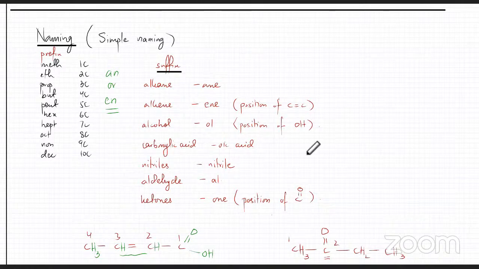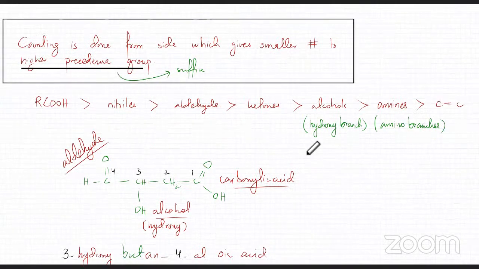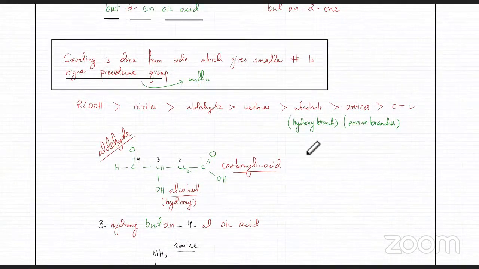The next thing is basic level naming. Counting is done from the side that has the higher precedence group. So when you're numbering the carbons, you always give importance to the group that has a higher precedence. For example, the carboxylic acid has a higher precedence compared to all of them: nitriles, aldehydes, ketones, alcohols, amines. You don't need to go into a lot of detail.